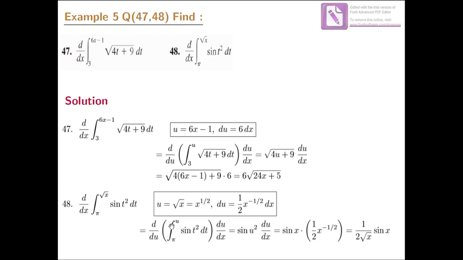This form is the form of the fundamental theorem of calculus. So this will give us sine u squared. We replace t by u, so we get sine u squared multiplied by du over dx. What is du over dx? We see that du over dx is equal to half x to the power minus half. Now, replacing sine u squared, u is equal to root x, that means u squared is equal to x. So we get sine x multiplied by du over dx, which is half x to the power minus half. So the final result will be 1 over 2 root x times sine x.